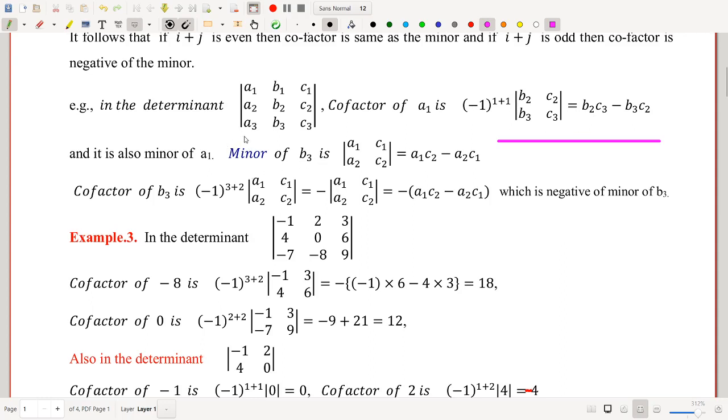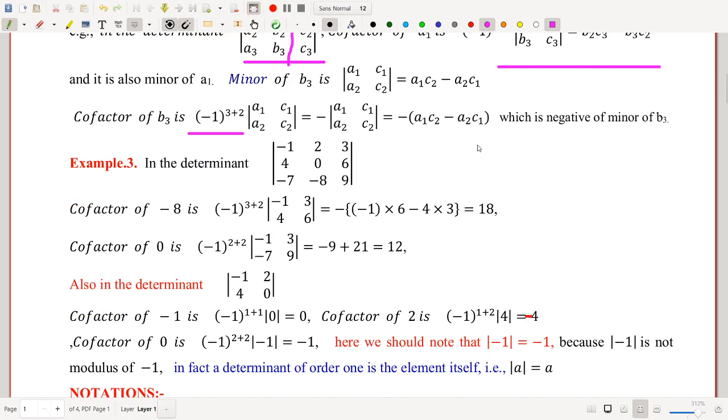Now minor of B3 is omitting third row and second column, because B3 lies in third row second column. So what we get? A1 C1, A2 C2. This is the minor of B3. Value is this. Now if we want to write the cofactor of B3, then we have to prefix this minus 1 to the power 3 plus 2 into minor of B3. So in this case what we see, this is the negative of minor. Cofactor of B3 is negative of minor, and cofactor of A1 is same as minor of A1. Similarly, if cofactor of any other element we can calculate. Sometimes it will be same as minor, sometimes it will be minor with minus sign.